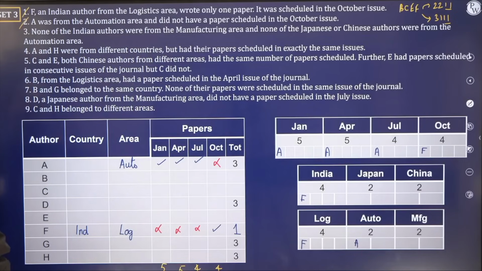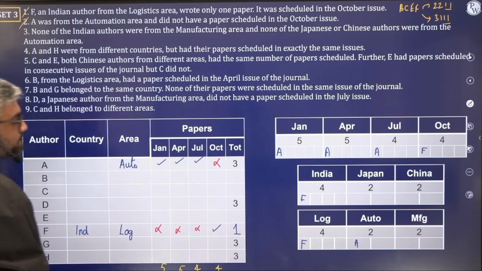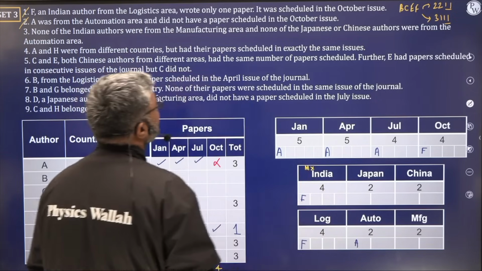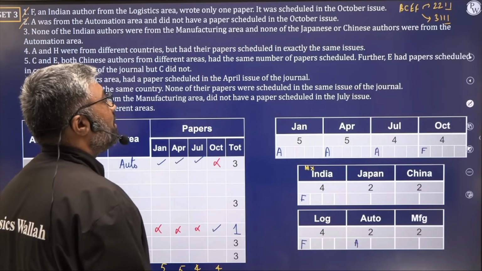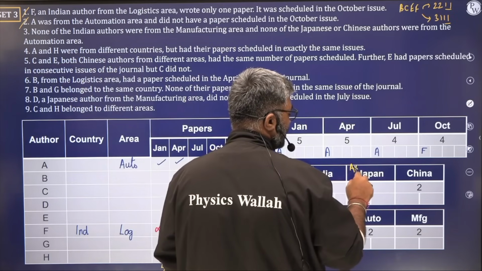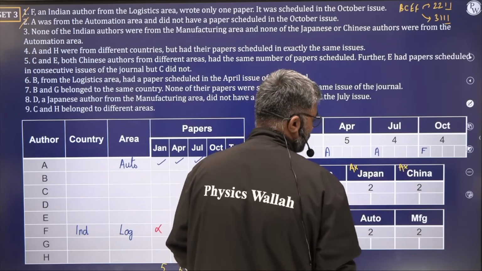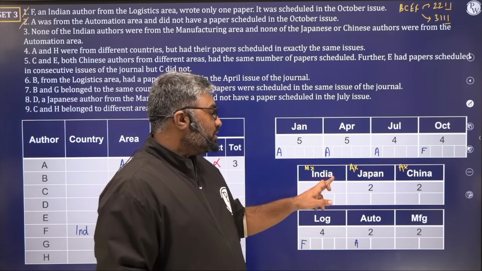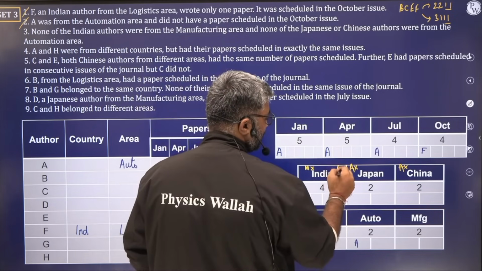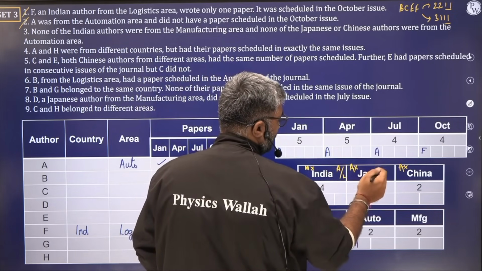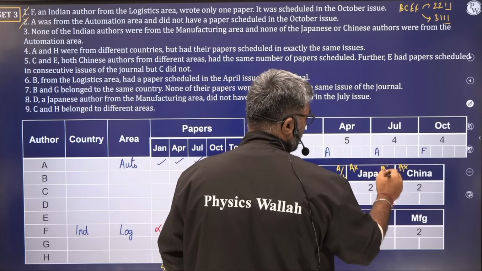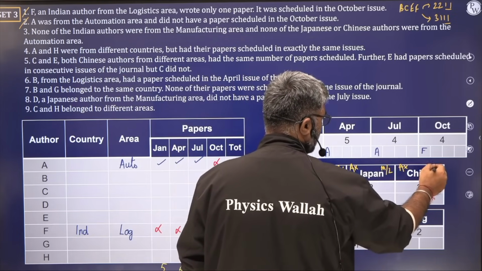Next, they're saying none of the Indian authors were from the manufacturing area. So Indians are not from manufacturing area. And none of the Japanese or Chinese authors were from the automation area. So Japanese authors cannot be from automation, Chinese authors cannot be from automation. So if Indian authors cannot be from manufacturing, they have to be either automation or logistics, right? Either A or L. With Japanese, if they cannot be from automation, then they have to be from manufacturing or logistics. Same goes with China.